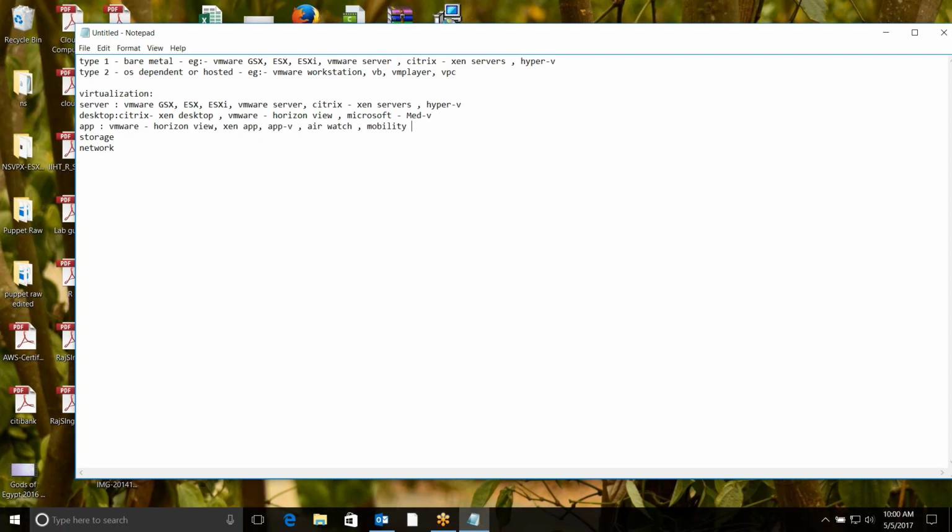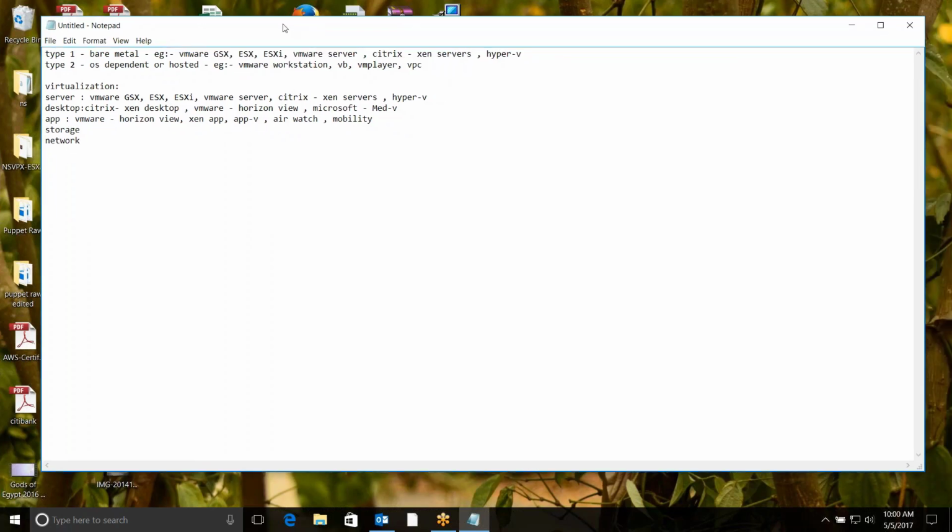Now, talking about storage and network virtualization, this is an assignment for you. You need to find out the tools used for storage virtualization as well as network virtualization. Which are these tools, and who is the vendor of those tools? All those things you have to find out.